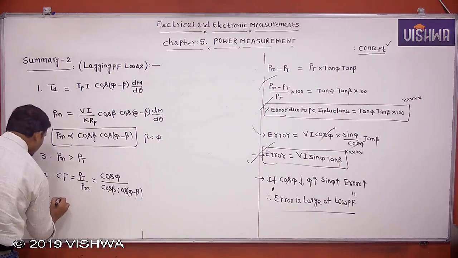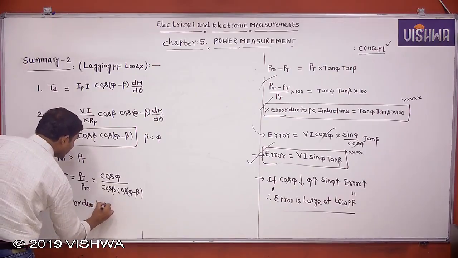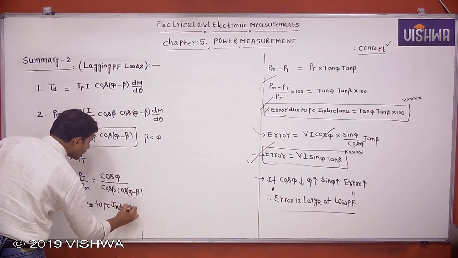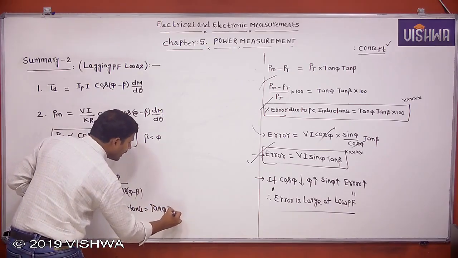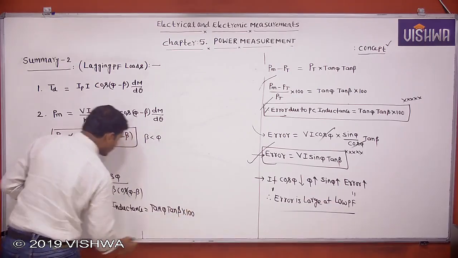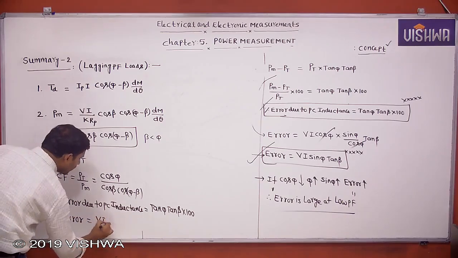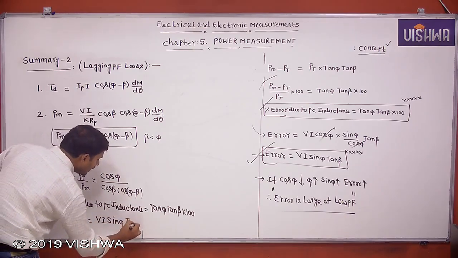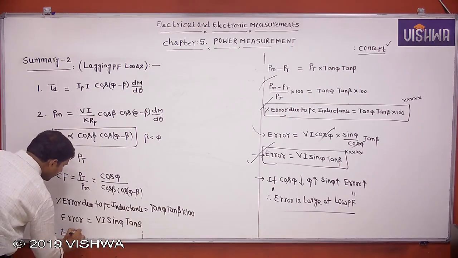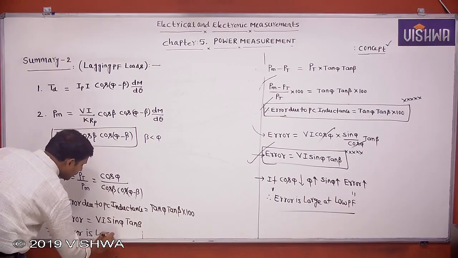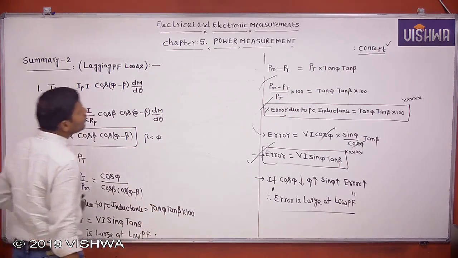Now what is the percentage error due to pressure coil inductance? How much you calculated already? That is tan pi into tan beta into 100. Then what is the error? That is error due to pressure coil inductance equal to VI sin pi into tan beta. Error is large at low power factor. This also I gave. Error is large at low power factor.